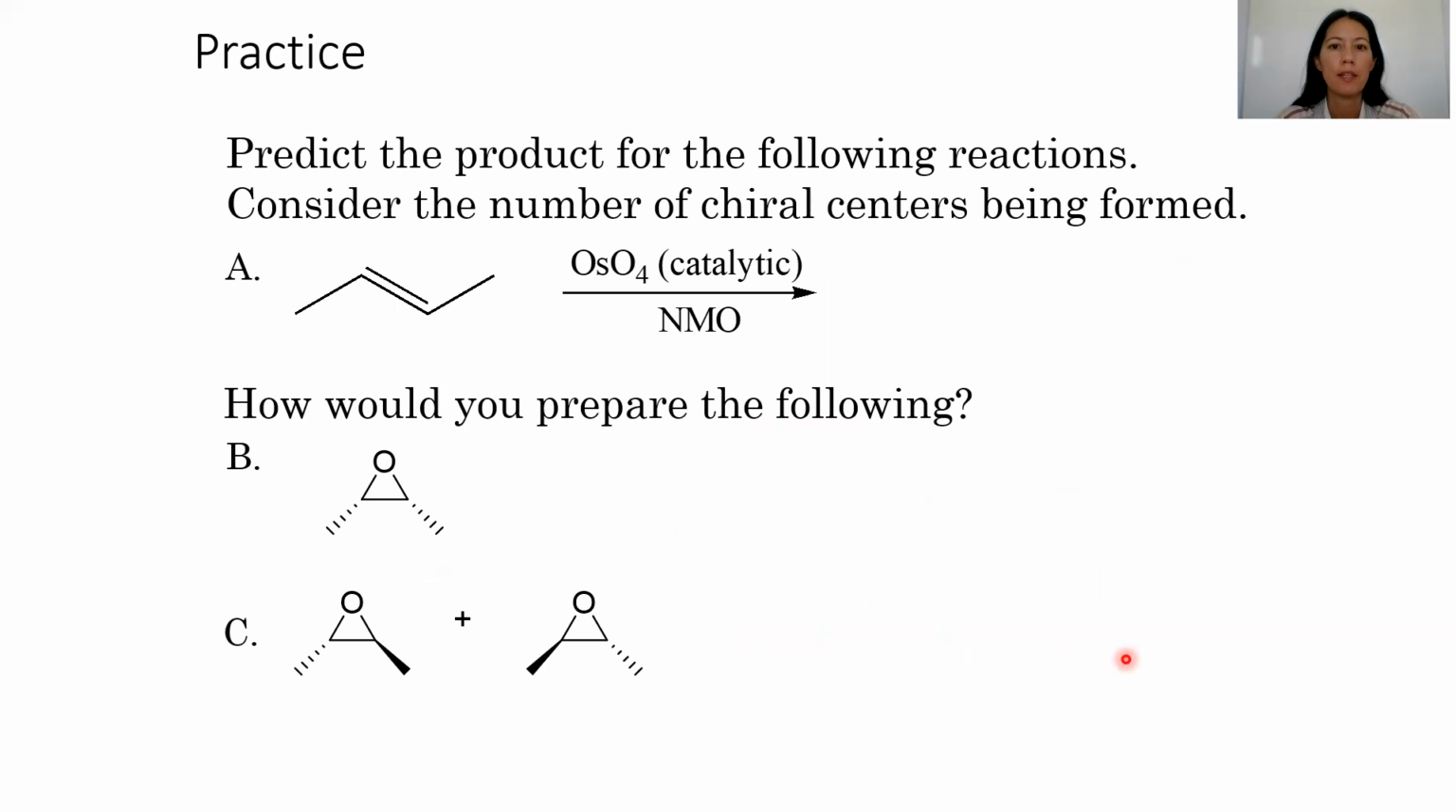So let's practice this. You are going to predict the product for these. The first one I've got osmium tetroxide catalytic with NMO, and then I want you to give me the substrate and the reagents to make this epoxide and these two epoxides. Okay, pause, take your time, and then unpause when you're ready.